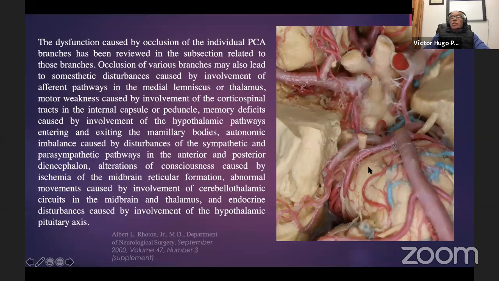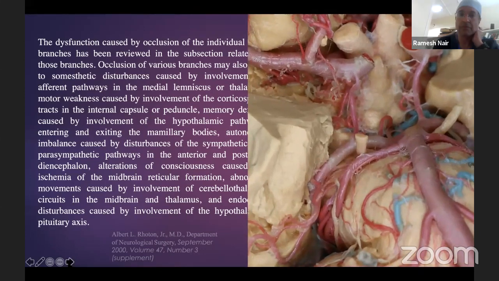This is a picture of the brain stem, basilar artery, posterior cerebral artery, superior cerebellar arteries, and this is a very beautiful region of the brain. Victor, it's time now.